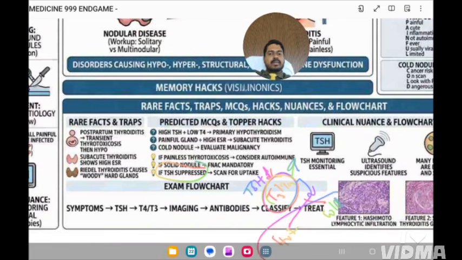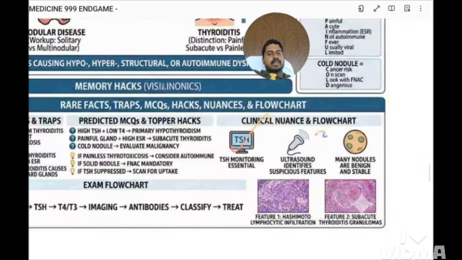Only then you go for FNA. Okay, that is the meaning of it. So TSH monitoring is essential. Ultrasound identifies suspicious features, whether it is a cystic nodule, a single nodule, a multinodular goiter, or a solid nodule. Okay, everything will be diagnosed by ultrasound.